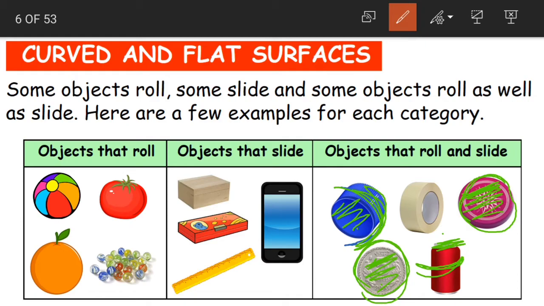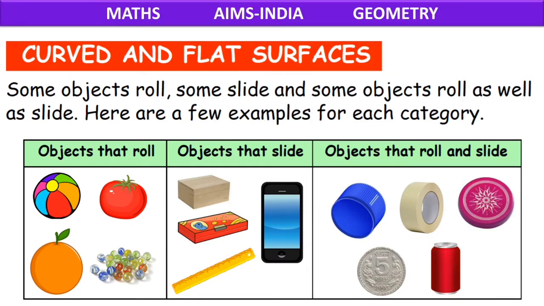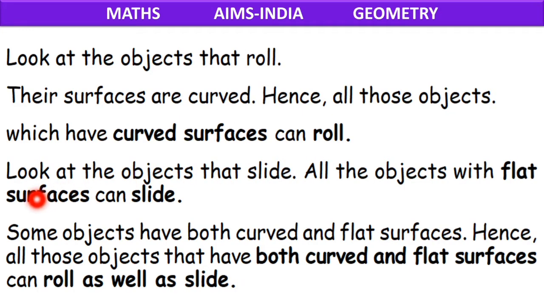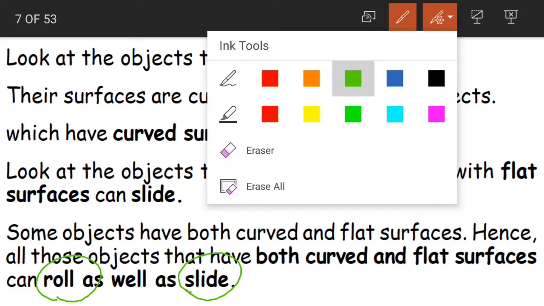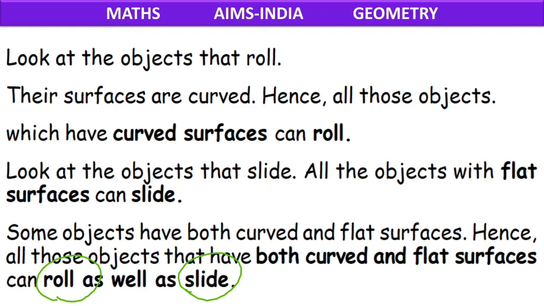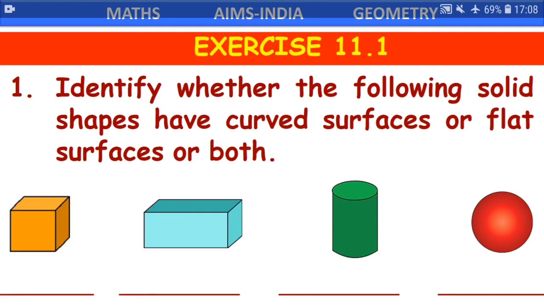So what can we understand from this, children? All those objects which have curved surfaces can roll, all the objects with flat surfaces can slide, and the objects that have both curved and flat surfaces can roll as well as slide. As the objects have both the surfaces, they can both roll as well as slide.